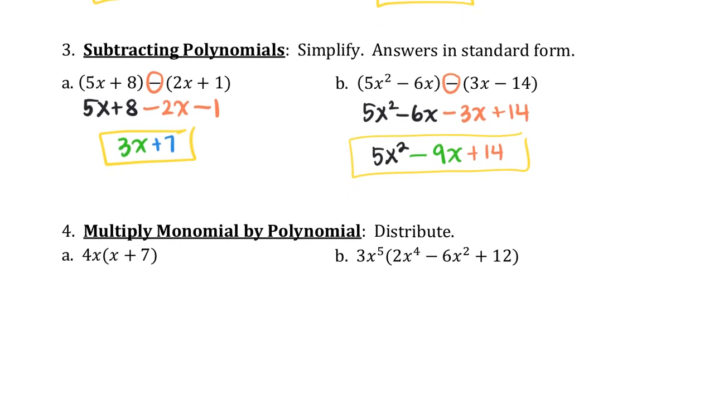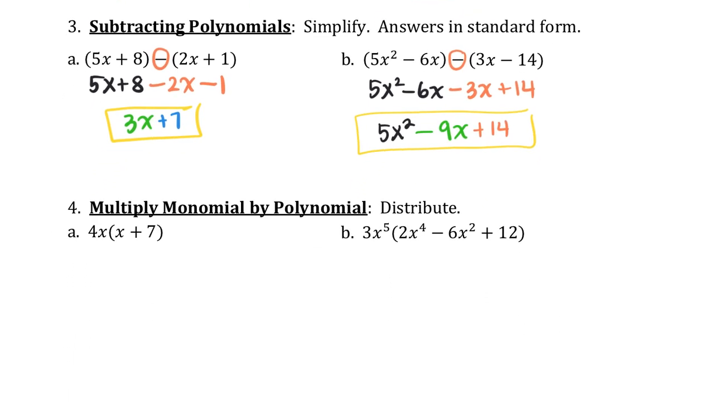And now what? Let's multiply a monomial by a polynomial. So I'm going to take this monomial and multiply it to the polynomial, which means I'm going to distribute. 4x times x. 4x times x is x to the second. 4x times 7, 28x. Let's go to the next one.